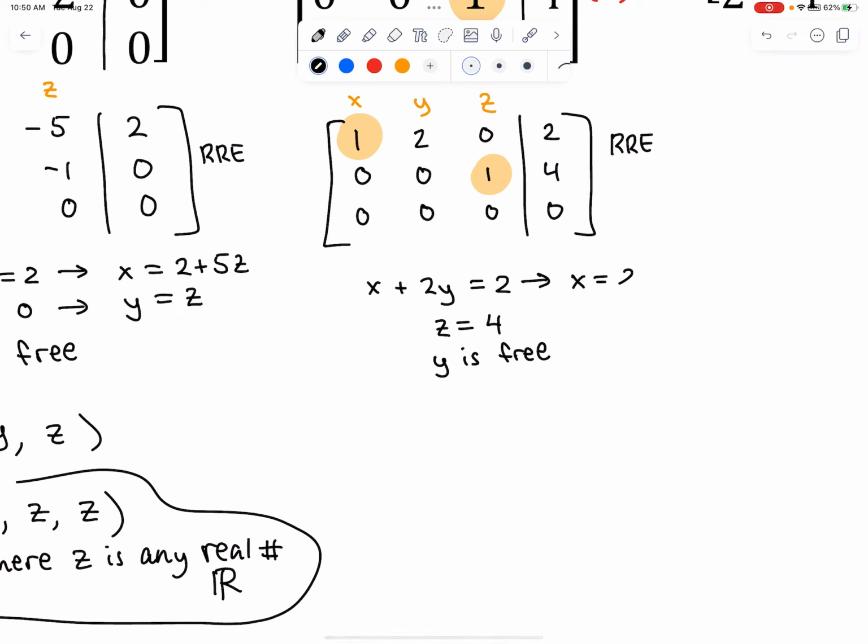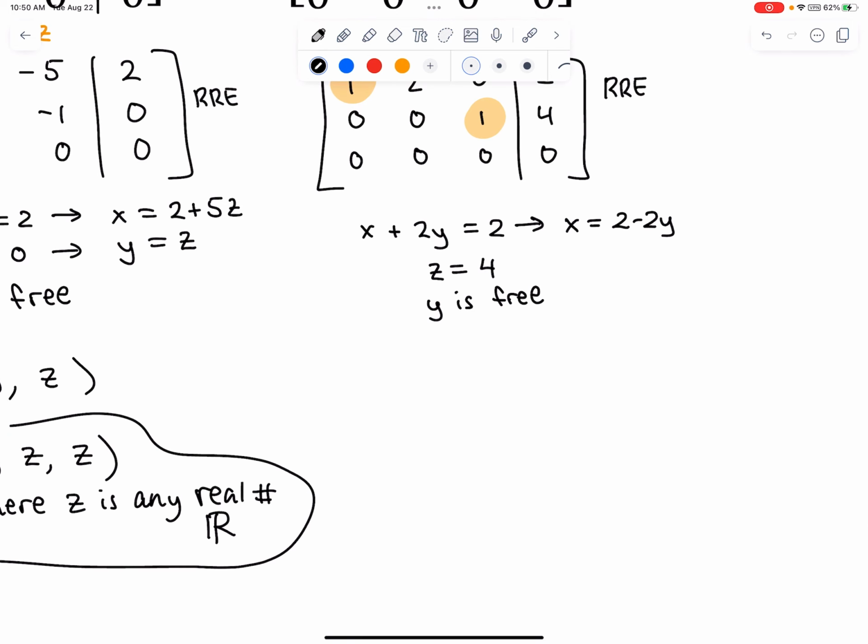x is equal to 2 minus 2y. So y is free, and x is dependent on y. z is independent of y, but x and z, we call them both basic variables. And our solution set will be x, so we have 2 minus 2y. We have y is free, so y is just y, and then z has to be 4. And this is how I would describe my solution set, where y is an element of the real numbers.